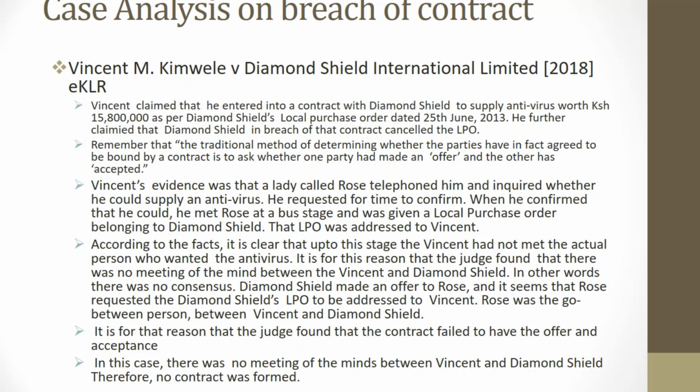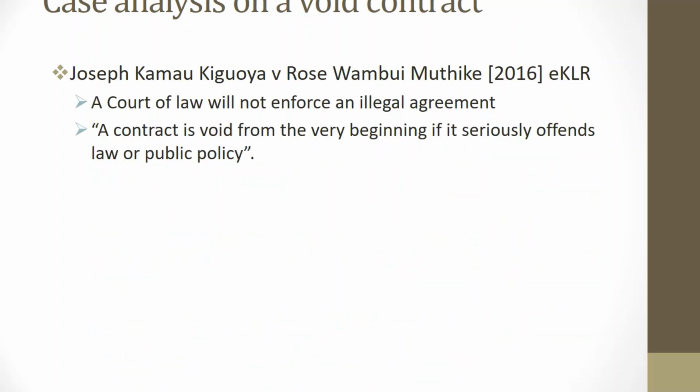So the next case is going to bring a proper understanding of what a void contract is. Remember, as we discussed also in the previous video, legality was one of the elements of a valid contract, and in the case of Joseph versus Wamboi, the court has simply stated that the law will not enforce an illegal agreement. So please, if you're transacting in an illegal agreement, even if you sign it and that subject matter that forms the basis of that contract is illegal, the courts might not be able to help you should that contract be breached.